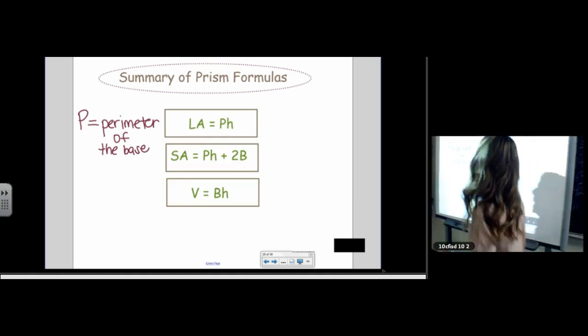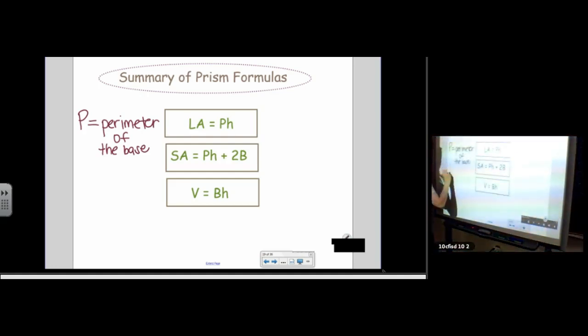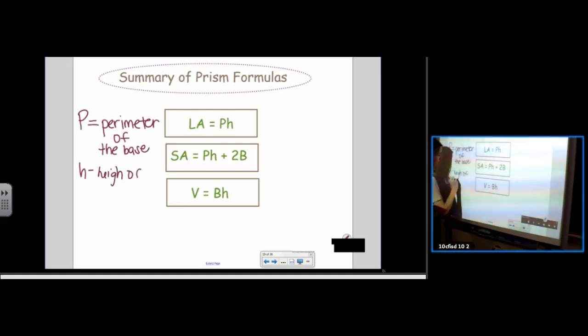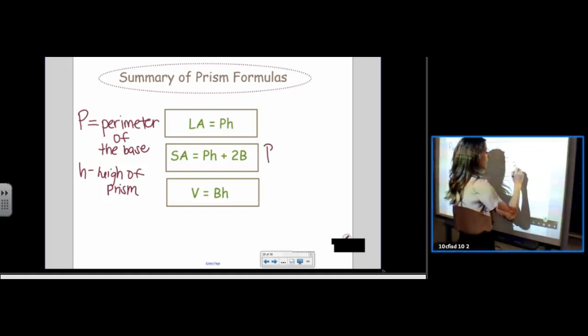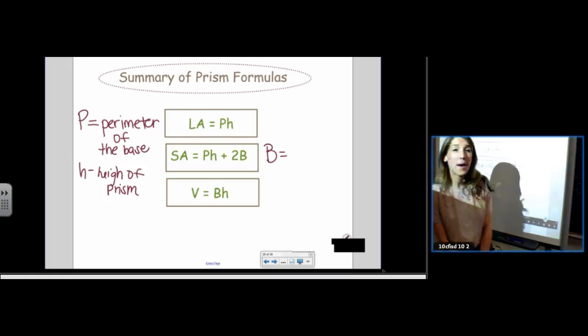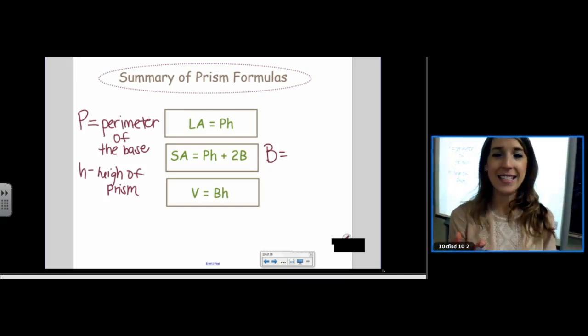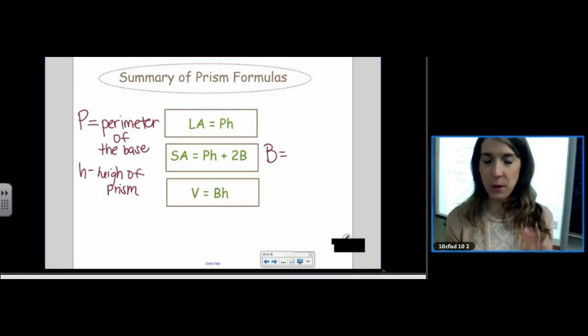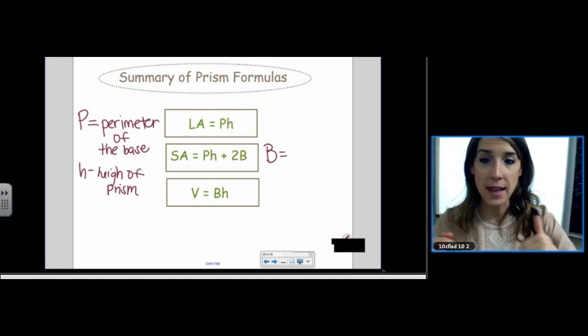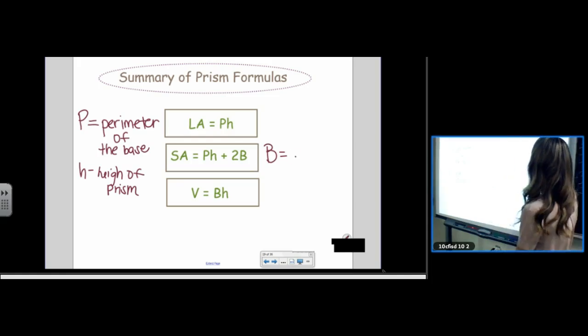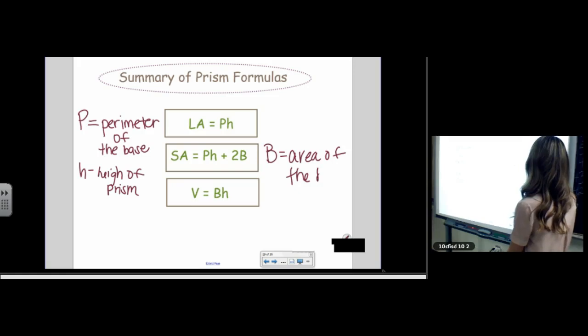H is the height of the prism. And we already practiced finding that. And then we need to define capital B. By the way, when a variable is capitalized for these purposes, it's talking about the base. So capital P, perimeter of the base. Capital B, area of the base.